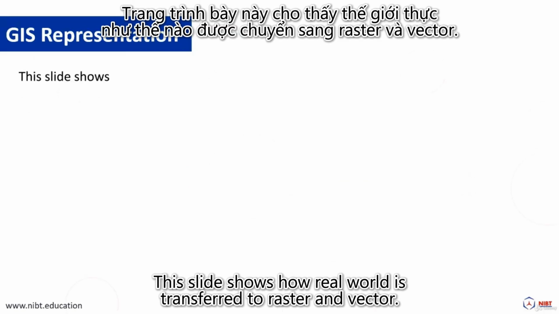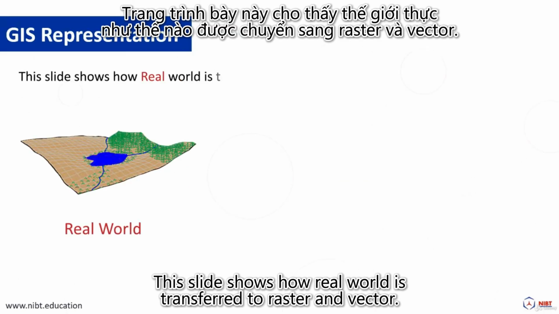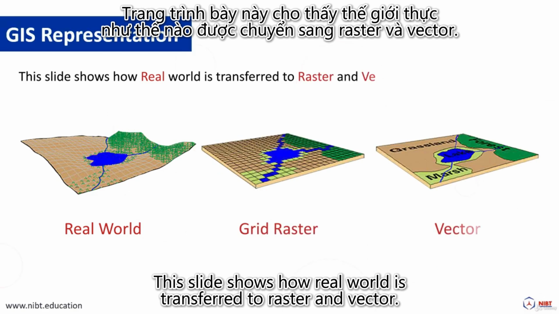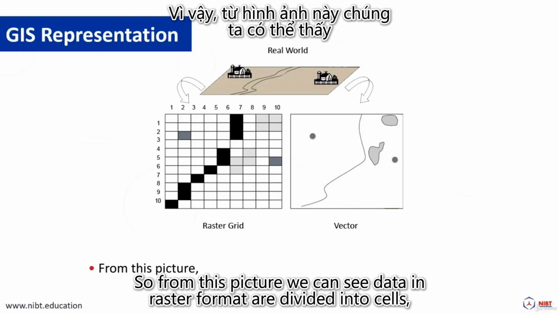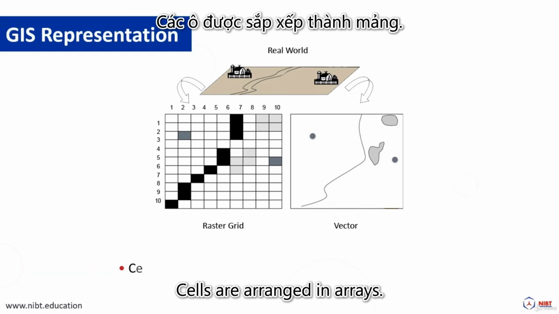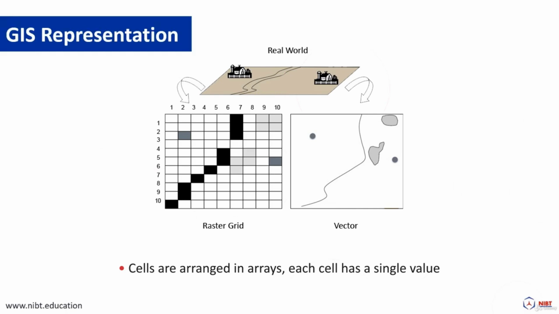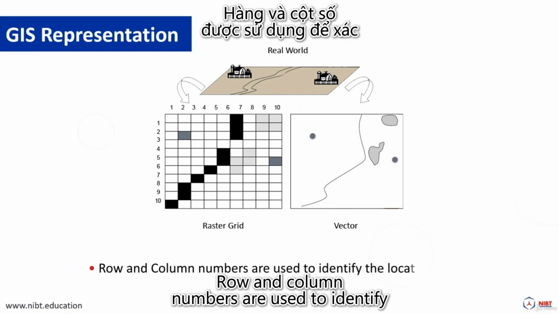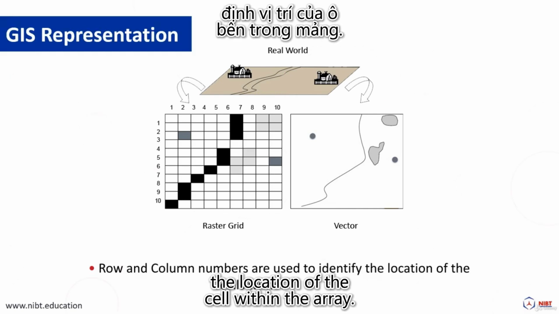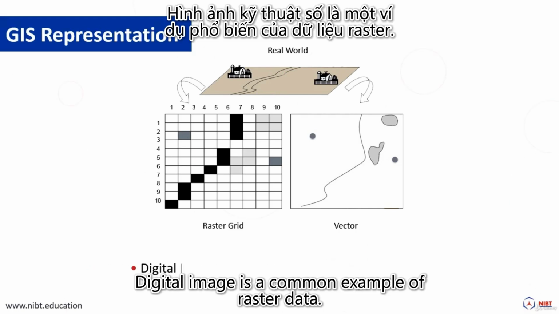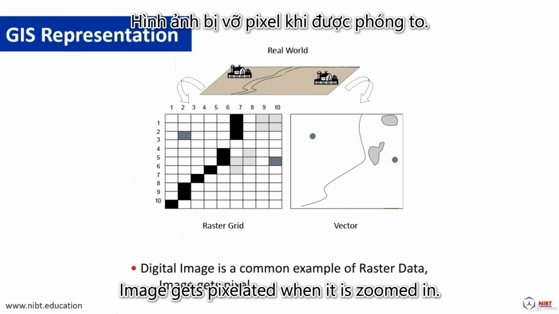This slide shows how the real world is transferred to raster and vector. From this picture we can see that data in raster format are divided into cells, pixels or elements. Cells are arranged in arrays. Each cell has a single value. Row and column numbers are used to identify the location of the cell within the array. A digital image is a common example of raster data. The image gets pixelated when it is zoomed in.